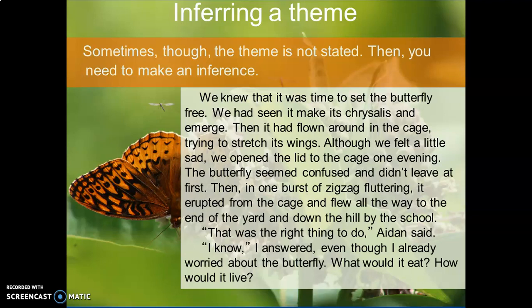That was the right thing to do, Aiden said. I know, I answered, even though I already worried about the butterfly. What would it eat? How would it live? What clues do you see in this text that might lead us to a theme?